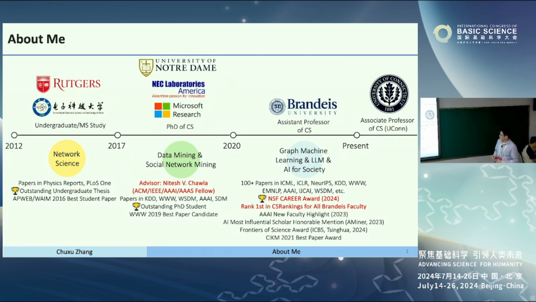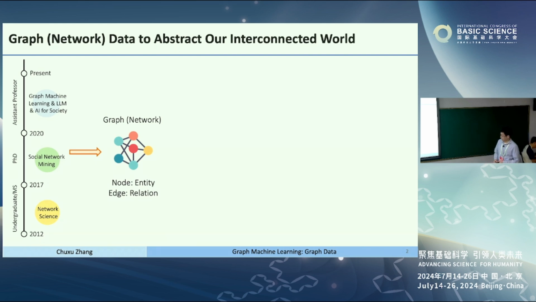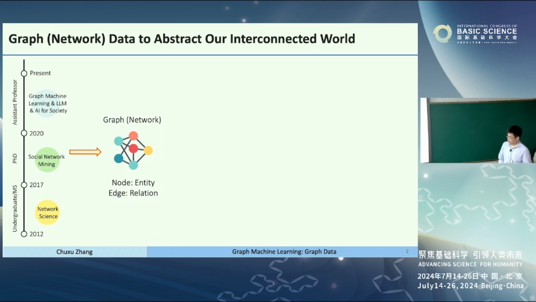You can see no matter which period, in undergraduate study I worked on network science, in PhD study I worked on social network mining, and as an assistant professor I work on graph machine learning. There is a common word, an overlap in my research topics, that is graph data, or you can also call it network data. This is an example of graph data.